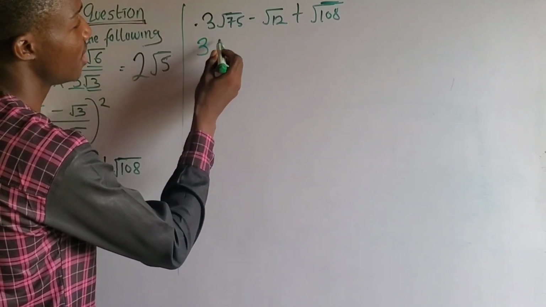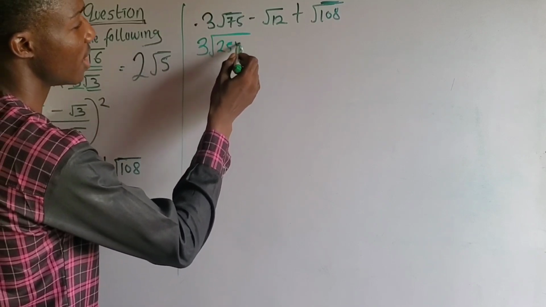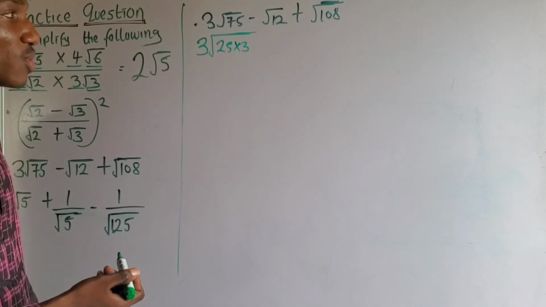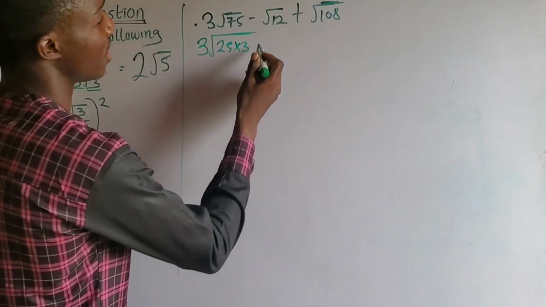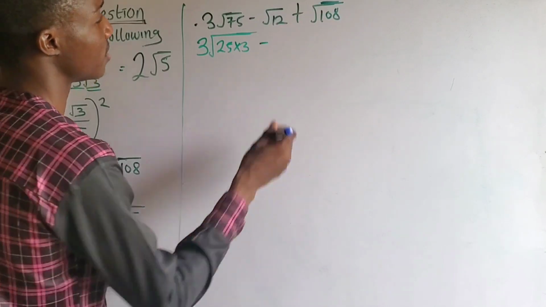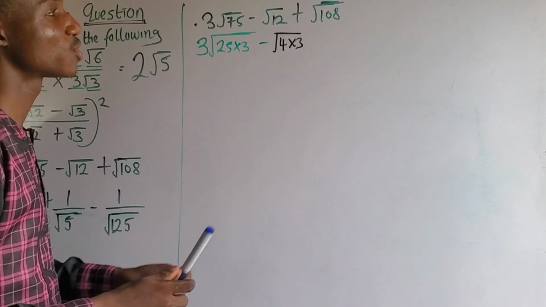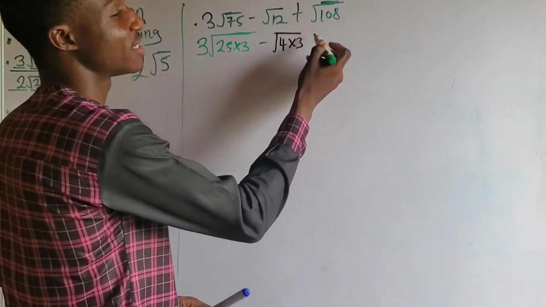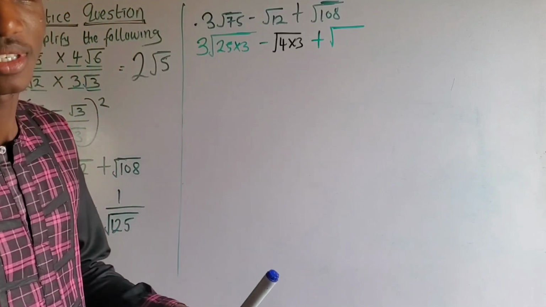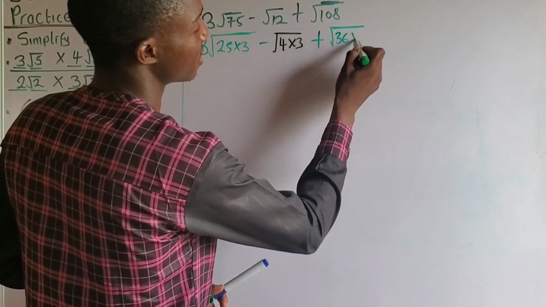For this, I'm going to have 3 root 75 can be written as what? Root 25 times 3, okay? You can check, 25 times 3 gives us 75, you understand? So it can be written as that. And then root 12 can be written as what? Root 4 times 3. So I'm going to have minus root 4 multiplied by 3. And then root 108 can be written as 36 times 3, so I'm going to have root 36 times 3.